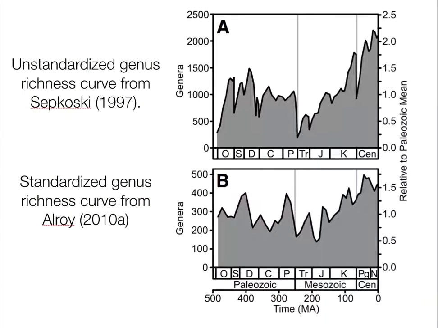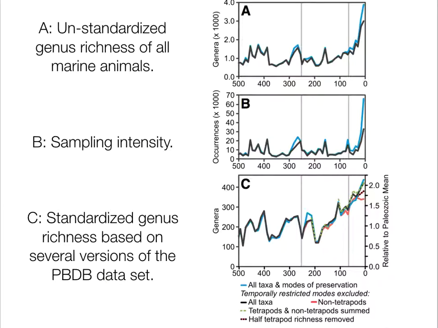And here's just the unstandardized genus richness curve from Sapkowski. So this is just redrawing the figure that you've seen a bunch of times already. And then here's the standardized genus richness curve from Alroy. So again, just redrawing a slightly different version of that figure, the sample standardized one. And what these guys did is they went into the Alroy data and analyzed why he had made certain decisions about ditching data from the database. One of the things that he did was ditch the marine tetrapods. And in this paper, they argue that wasn't a good idea.